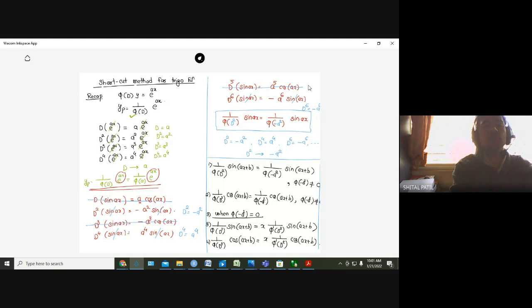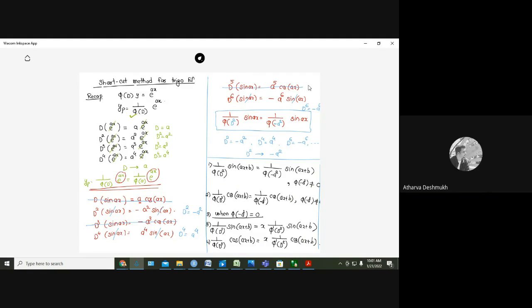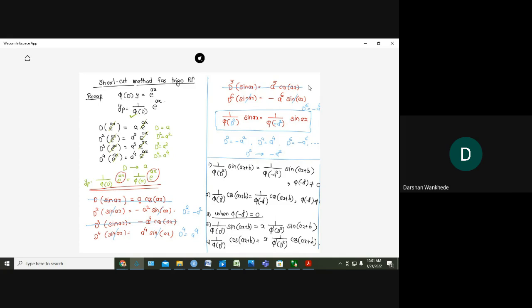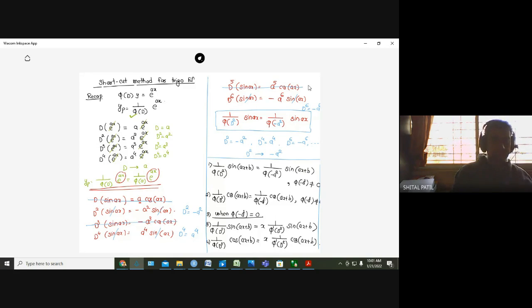Have you understood these 4 formulas? Yes, sir. Okay, so we'll go through examples now. Can I change the page? One minute, sir. Write the 4 formulas.